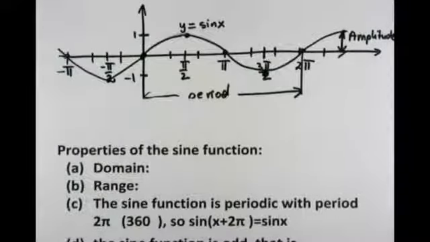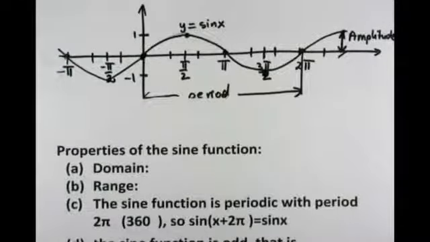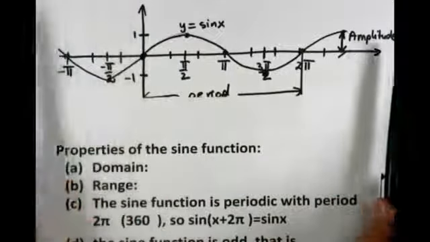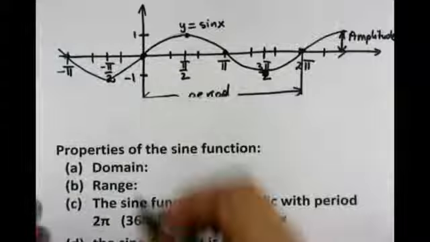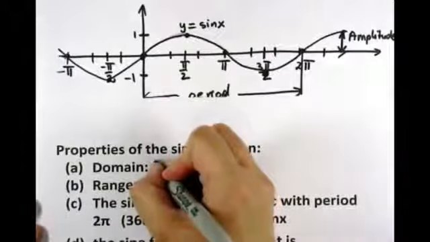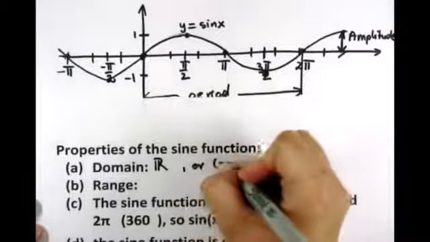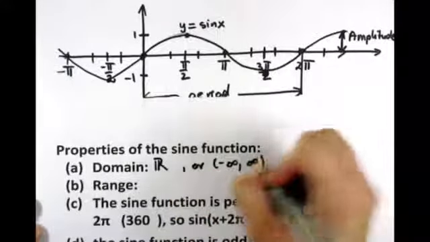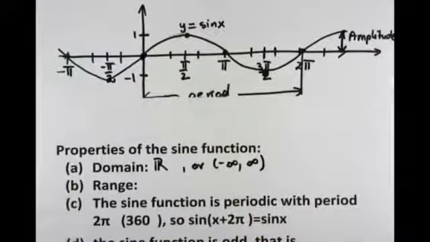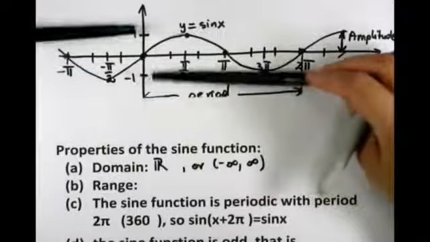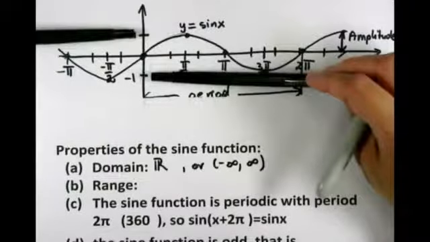So we have properties of that function. Domain is the set where the function is on the x-axis, and it keeps going. So domain is all real numbers, or you can write minus infinity to infinity. Range is the window on the y-axis where my function is. If I set up range, I clearly see that it's from minus 1 to 1.